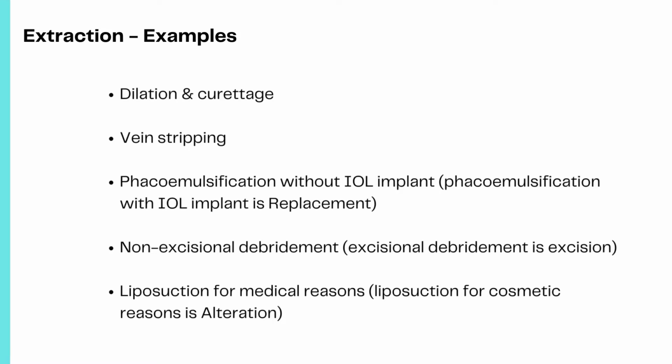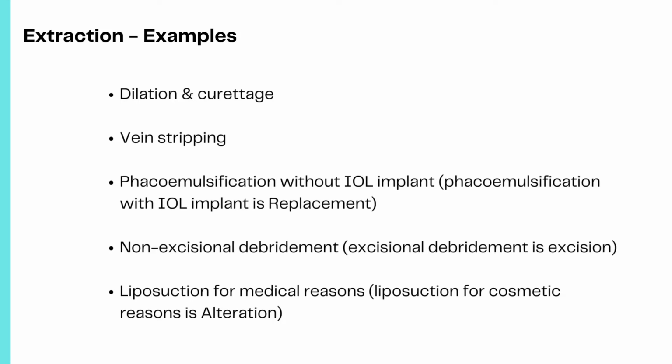Now, cataract surgery without an intraocular lens implant is coded to extraction as the root operation. But the same procedure, if it is performed with intraocular lens implant placement, the root operation would be replacement, since the objective of the procedure is to replace the lens. So you need to be careful. Phacoemulsification or cataract surgery without a lens implant is extraction. With a lens implant, it is coded as replacement.